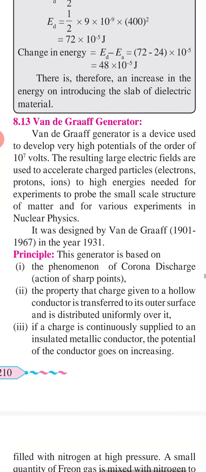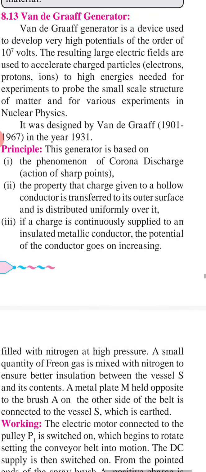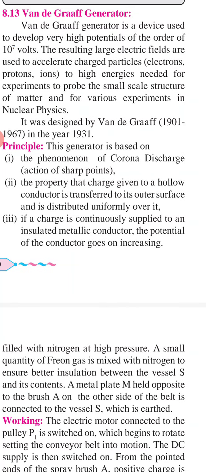And then the last point, that is the Van de Graaff generator. A Van de Graaff generator is a device used to develop very high potentials of the order of 10 raised to 7 volts. The resulting large electric fields are used to accelerate charged particles, that is electrons, protons and ions, to high energies needed for experiments to probe the small scale structure of matter and for various experiments in nuclear physics.